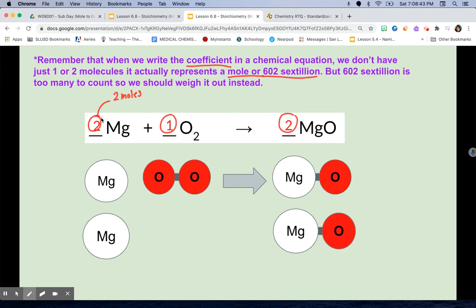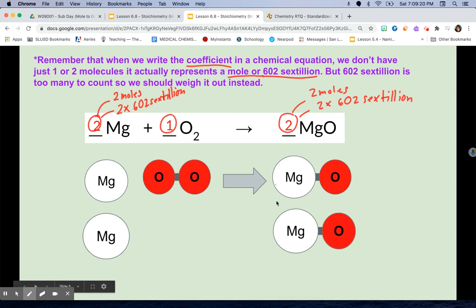And remember, each mole is 602 sextillion things. So this means I have 2 times 602 sextillion Mgs. And I'm going to combine that with 1 mole or 602 sextillion O2s in order to make 2 moles or 2 times 602 sextillion MgOs. Right? We have to multiply by a mole or this huge number so that we can even see the reaction occur.